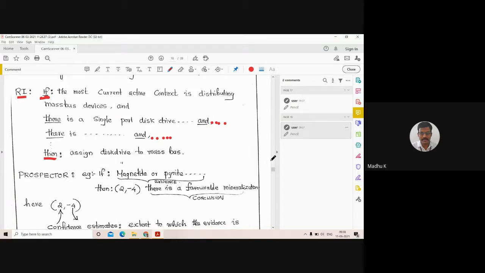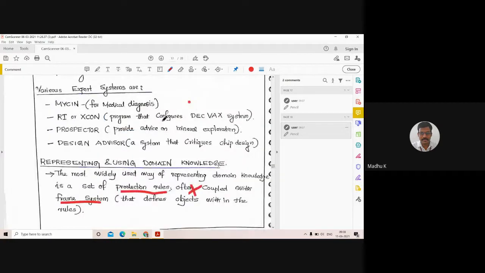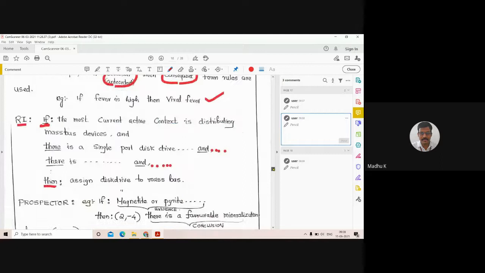Which system? It configures the DEC VAX system. So the rules are like this.